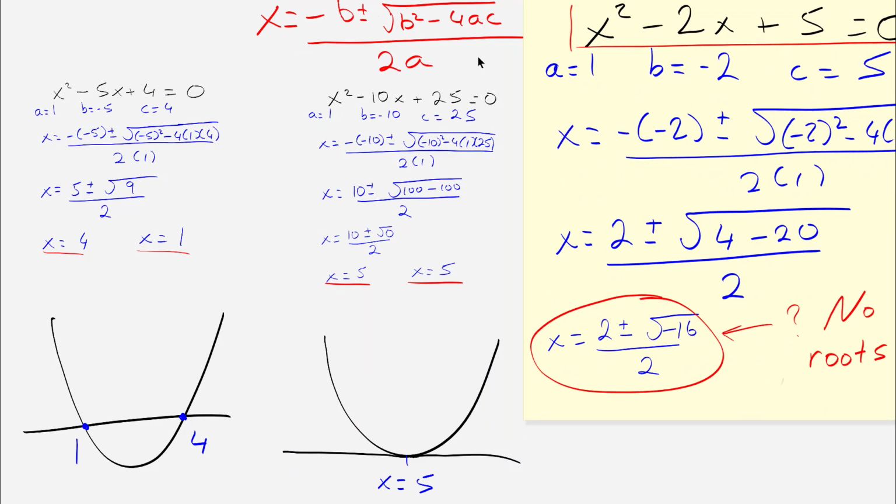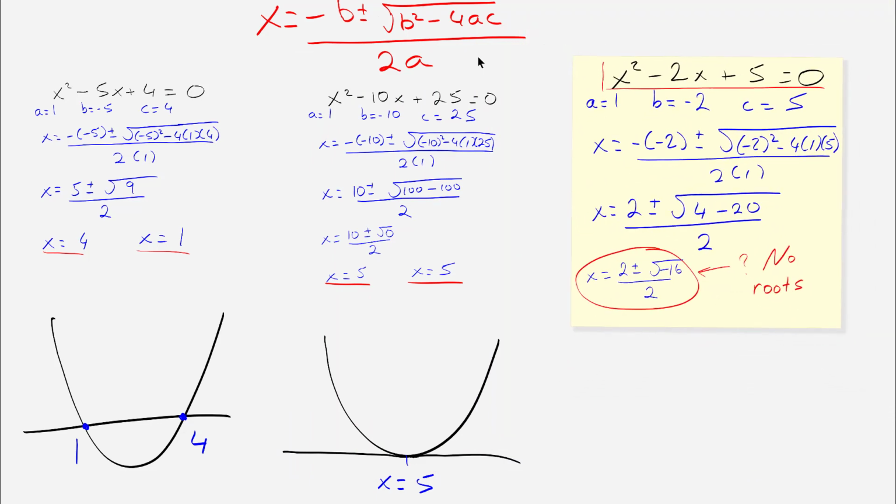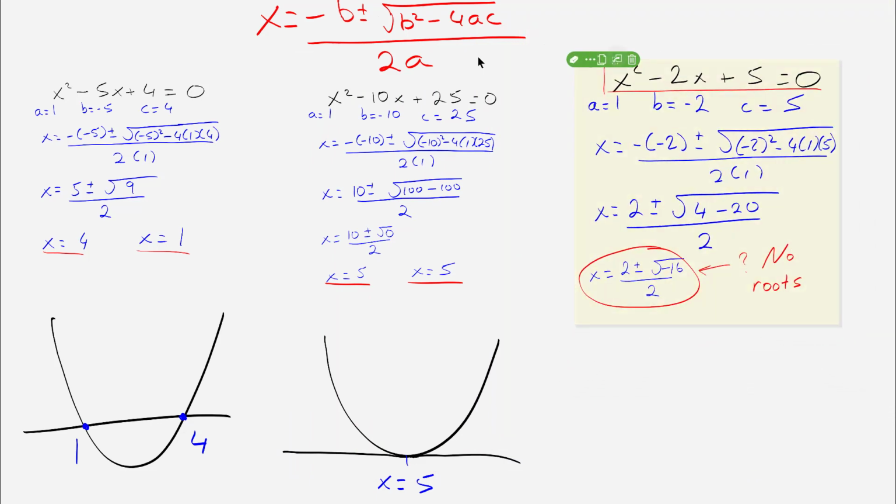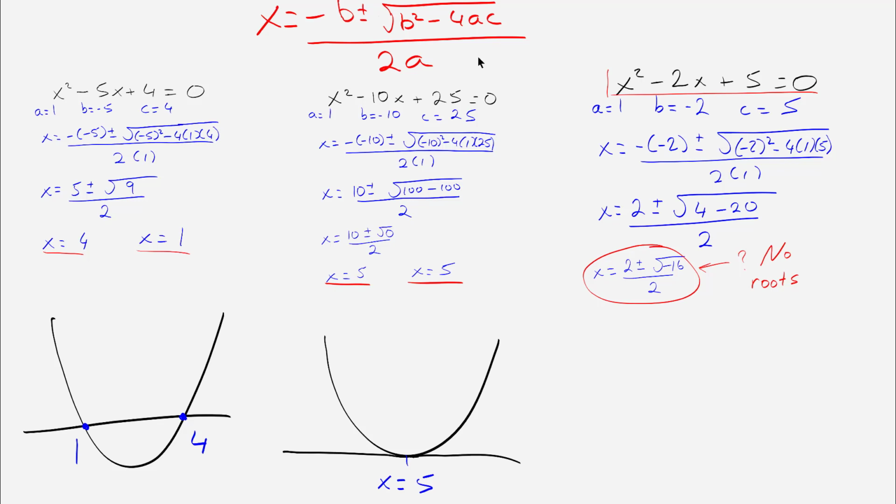So what would that look like if a quadratic function has no roots? Remember, the roots are where it crosses the x-axis. So if a function doesn't have any roots, then it doesn't cross the x-axis.